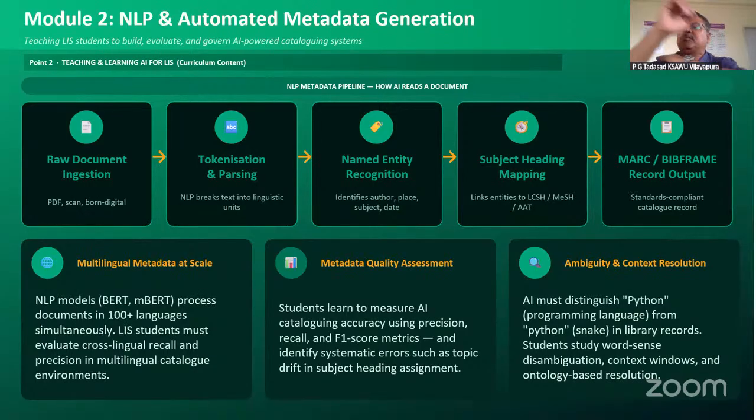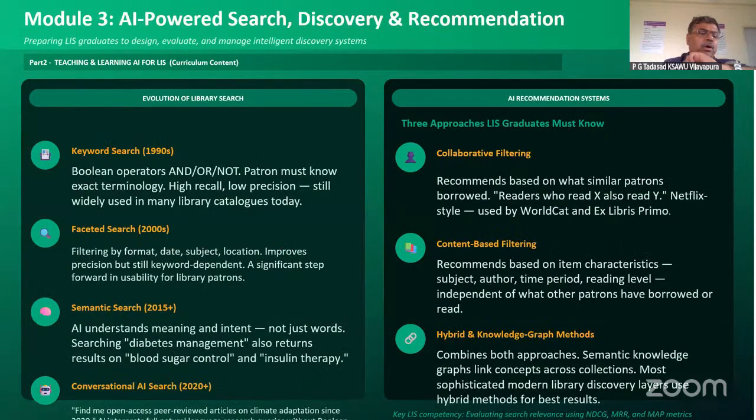Based on these things, module 2, natural language processing and automated metadata generation, has to highlight three aspects, namely multilingual metadata at scale, quality assessment (what is the quality of the metadata that we are using), and ambiguity and context resolution. Students have to be exposed to these three areas in module 2. And the third module that we have to concentrate on is AI-powered search, discovery, and recommendation.